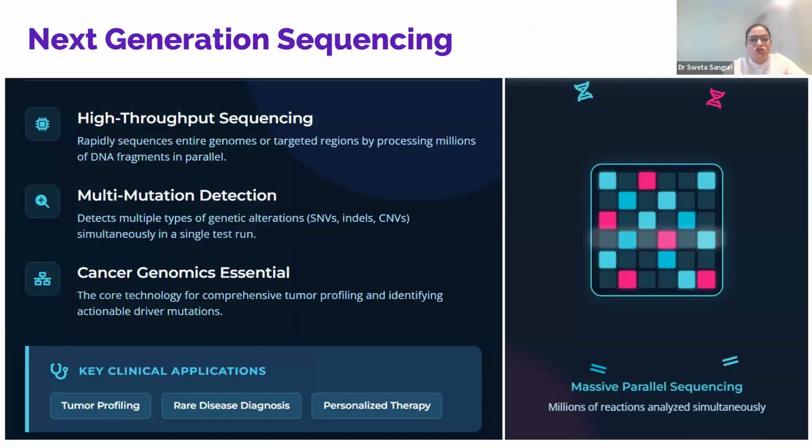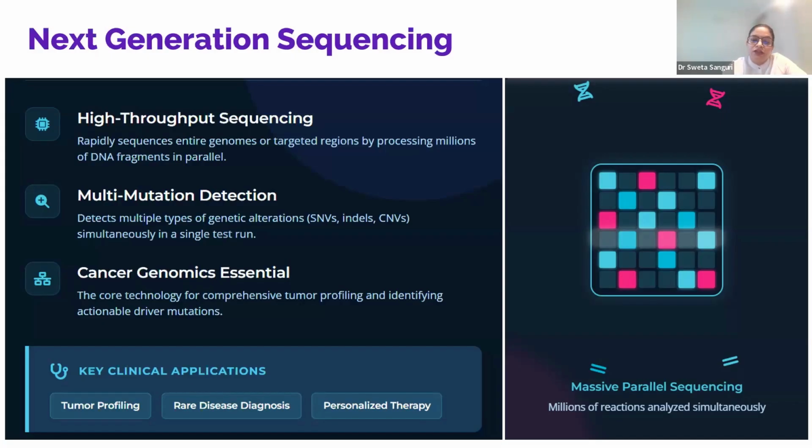Let's talk about next generation sequencing, or NGS. While PCR looks for one specific gene or one specific mutation, NGS allows us to analyze many genes at the same time. Think of it like this: instead of reading one page of a book, NGS allows us to read an entire library simultaneously. This technology can sequence millions of DNA fragments in parallel, and it can give us a comprehensive picture of the genetic changes happening in one sample.